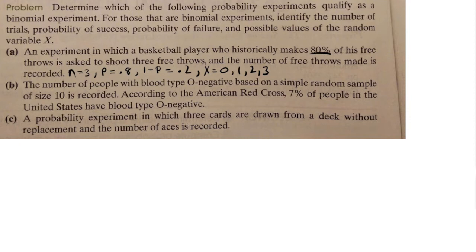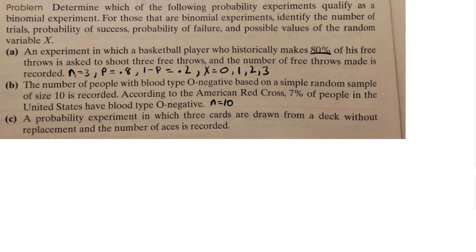All right, so let's look at the next one. The number of people with blood type O negative based on a simple random sample of size 10 is recorded. According to the American Red Cross, 7% of people in the United States have blood type O negative. So let's look at this. Fixed number of trials? Yes, we're taking a random sample of 10, so our number of trials is 10. The trials are independent. Well, it's a random sample, and we have 10 different people, so the trials are independent.